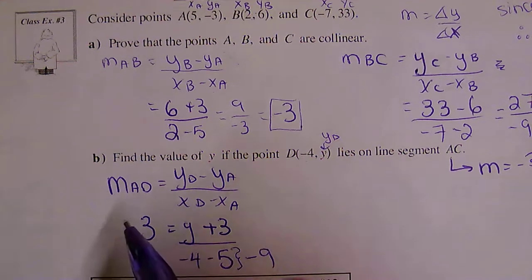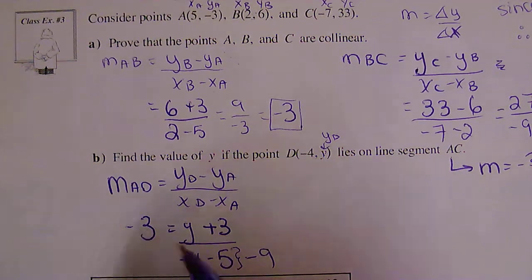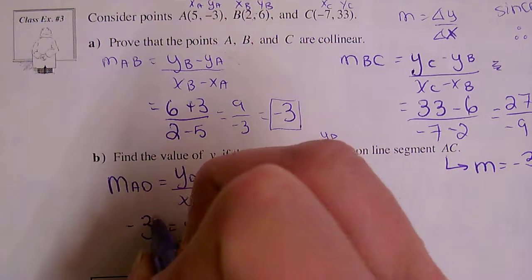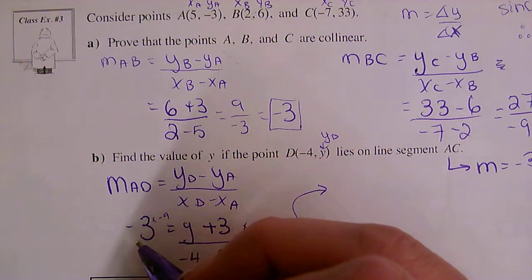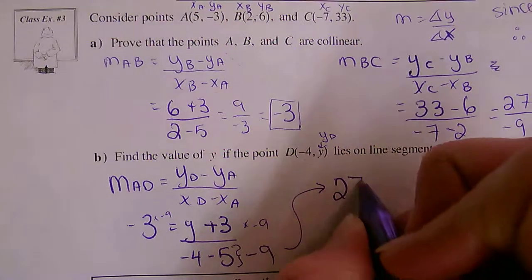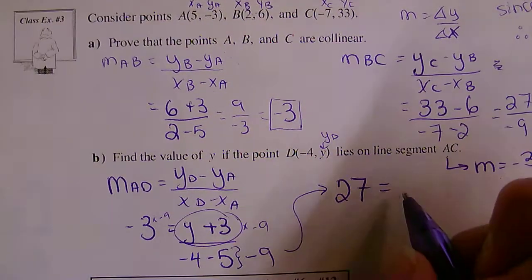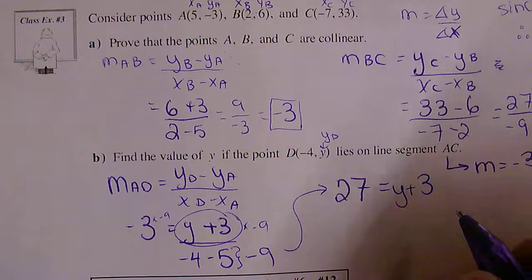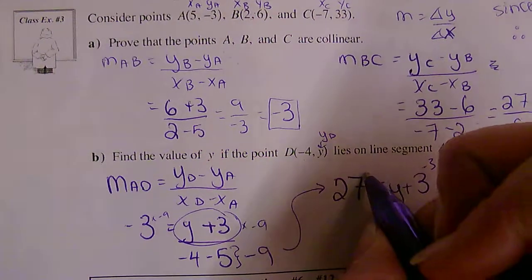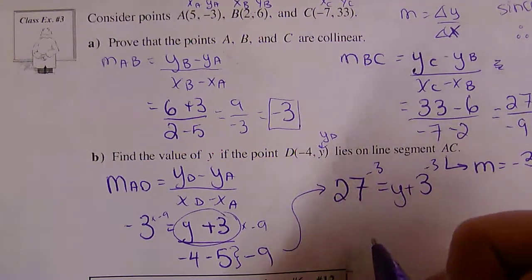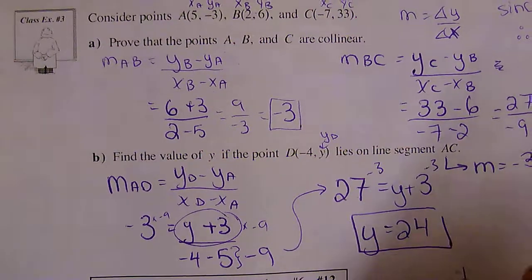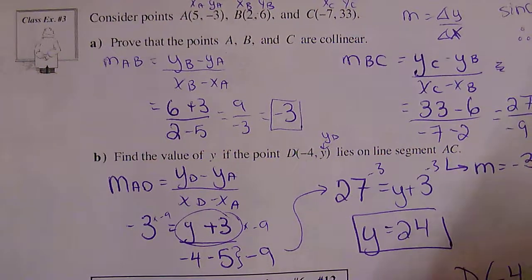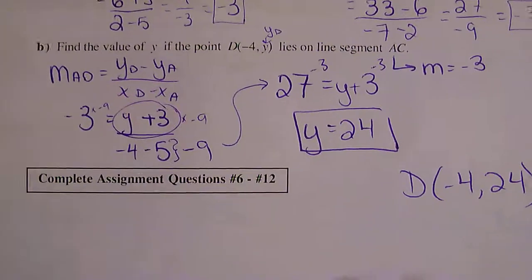Then I do cross multiplication, so it's going to be times negative 9 on both sides. Negative 9 times negative 3 is going to give me 27. Now I still have this y plus 3 on this side, so all I need to do is subtract 3 from both sides. 27 minus 3 is 24. So the coordinate point is negative 4 and 24.